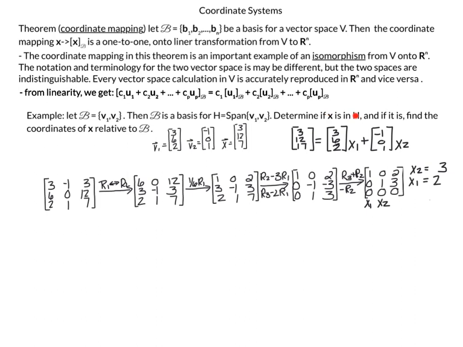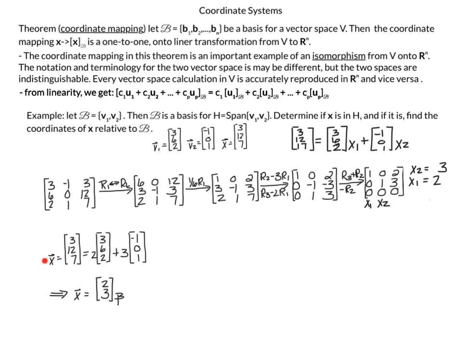If X is in the span of V1 and V2, then X, which is 3, 12, 7, can be written as a linear combination of V1, which is 3, 6, 2, and V2, which is negative 1, 0, 1. To solve this, I'm going to use the matrix equation, these two vectors forming Ax equals this vector here. So the augmented matrix now is my V1, V2, and then my X vector. I row reduce it, and I find that x1 must equal 2 and x2 equals 3.